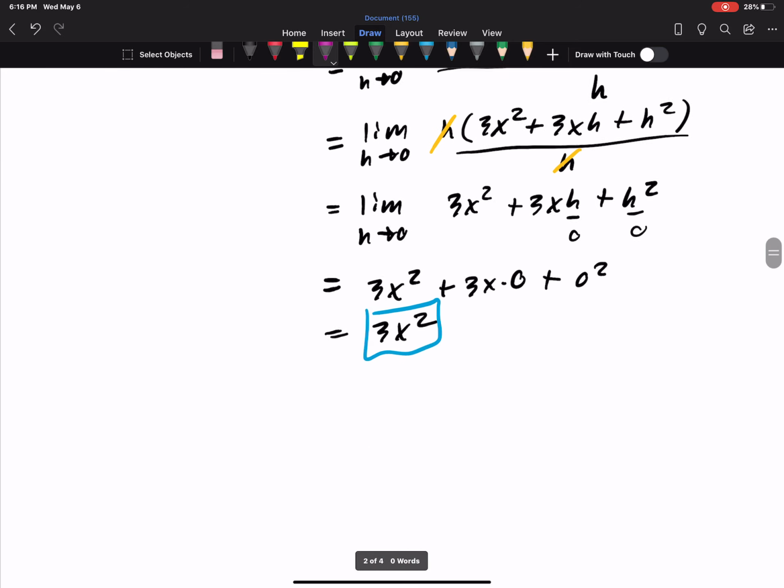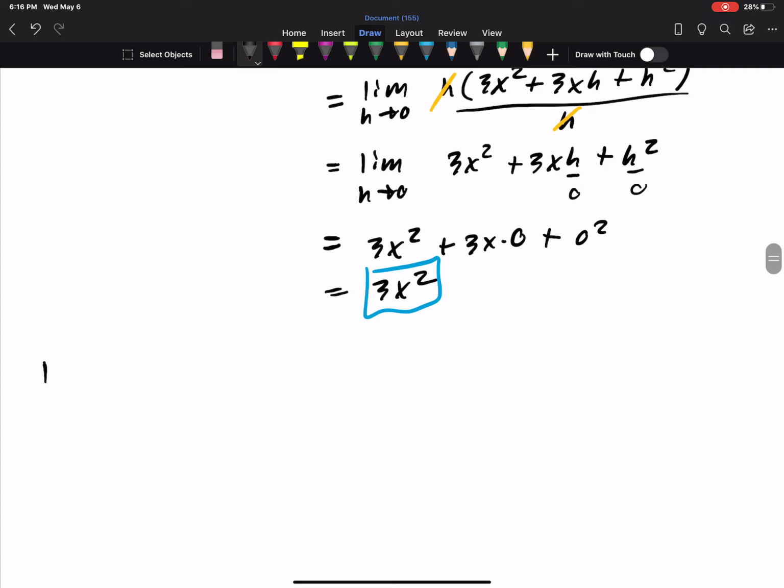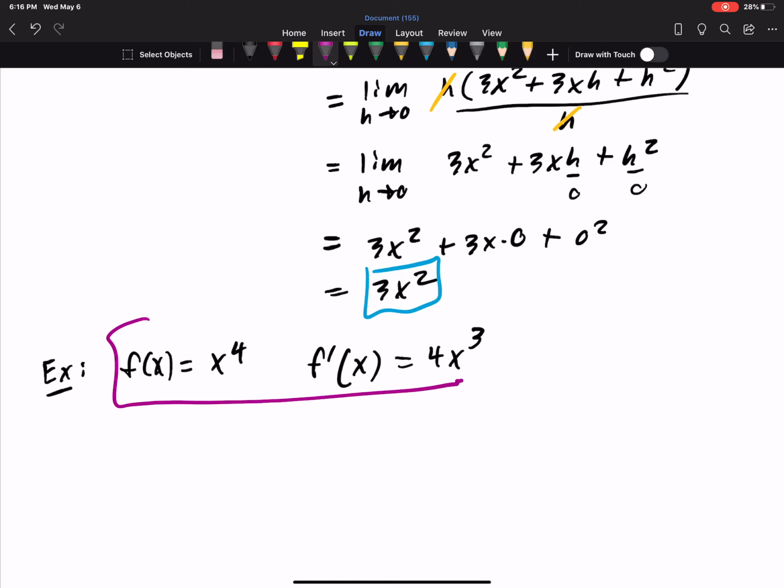Now, I'm not going to go through the process of f of x is equal to x to the fourth. I'm just going to spoil that one for you because it's just a lot more foiling. The process is exactly the same as the last three problems. So this gives us f prime of x is equal to 4x to the third power. And that is the derivative of that. It works exactly the same way, same foiling, same cancellation. You can confirm that to yourself.